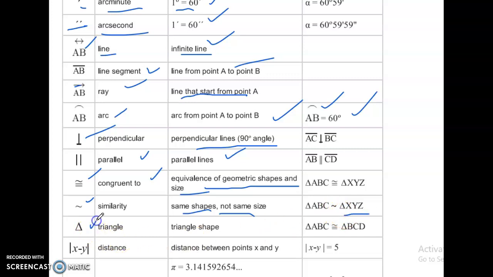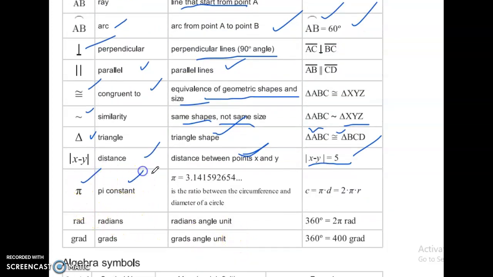Triangle: right angle triangle shape. Triangle ABC congruent to triangle BCD. Distance between points X and Y: mod X minus Y. Distance between points X and Y, mod X minus Y equal to 5.